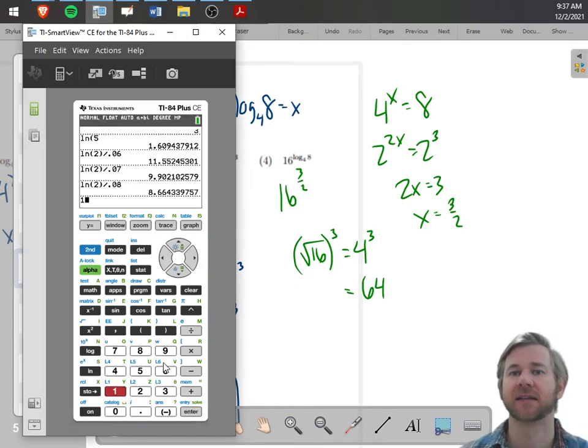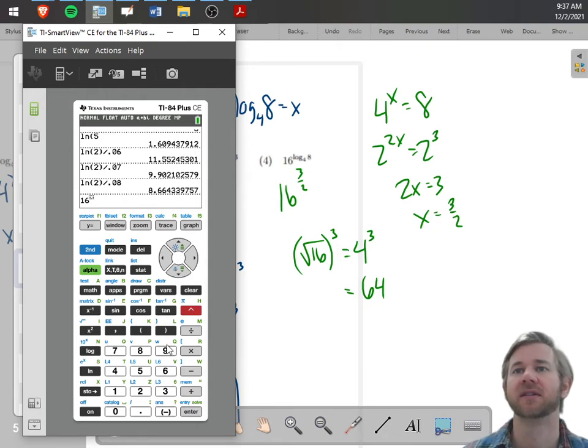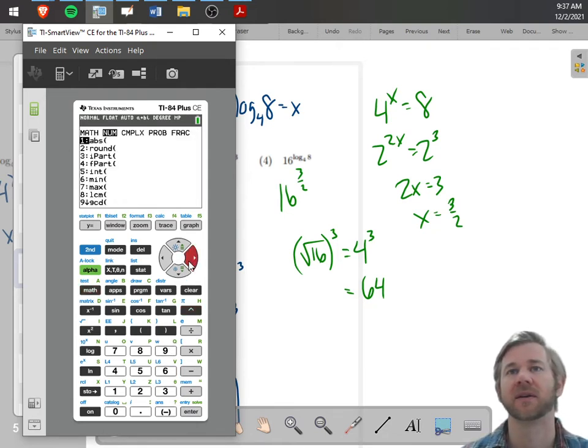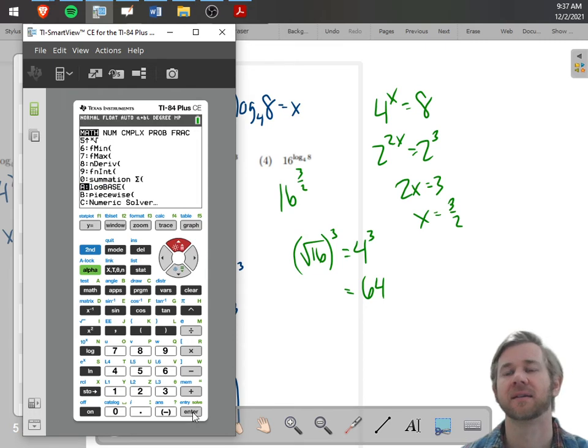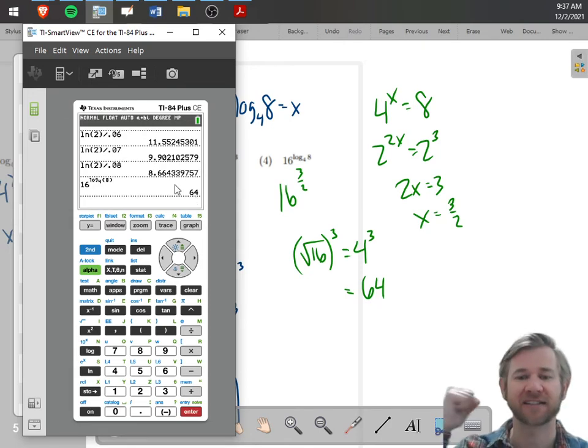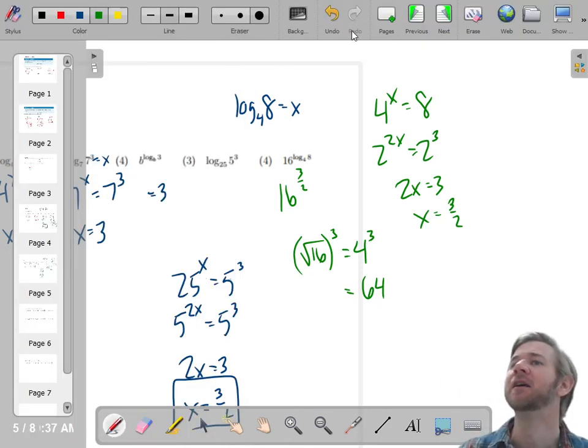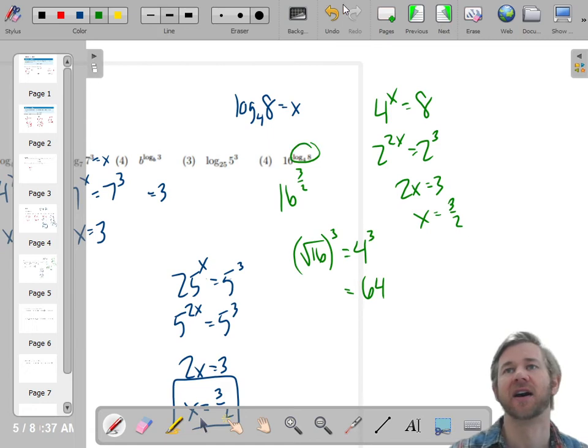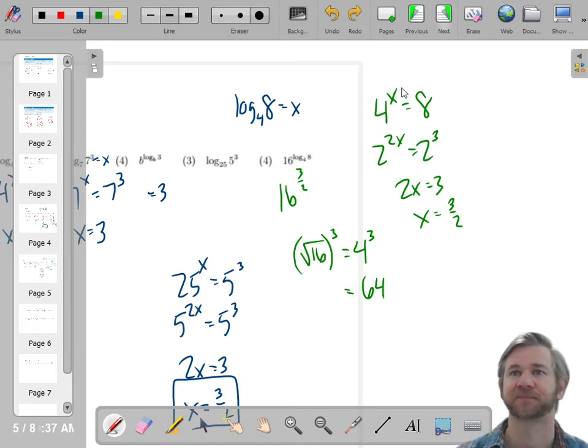And I'm going to check that because this is so weird. So this is the base 4 log of 8. Where is it? I don't even know how to find log base. It's in here somewhere, I think. The base 4 log of 8 is 64. Let's go. So that's a weird one, but the best strategy there is to simplify the exponent first.